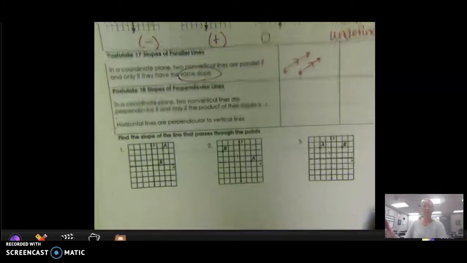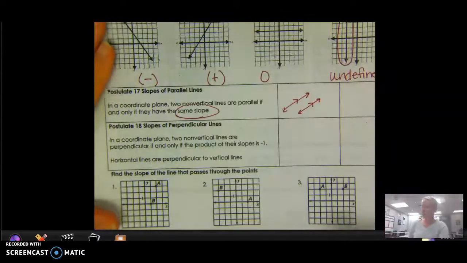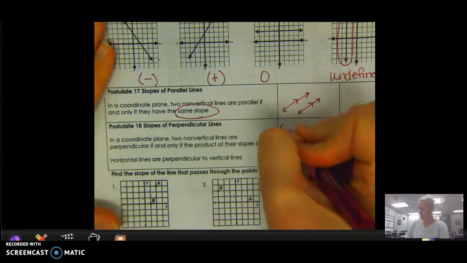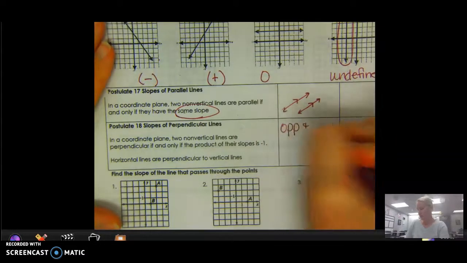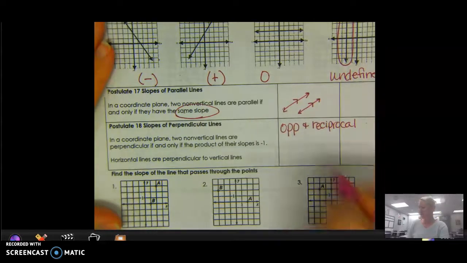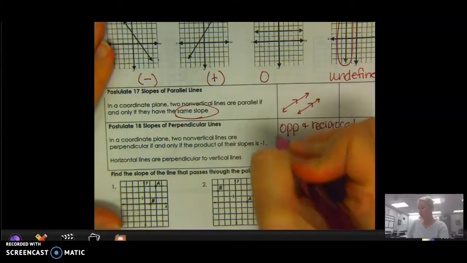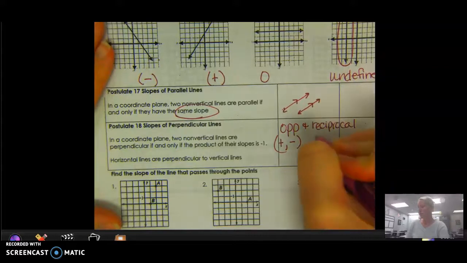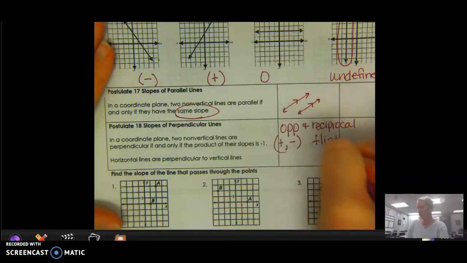However, slopes of perpendicular lines are a little bit different. They are opposites and reciprocals. Now, when I talk about opposites, I mean one is positive and one is negative. Okay? Reciprocal means to flip the fraction.